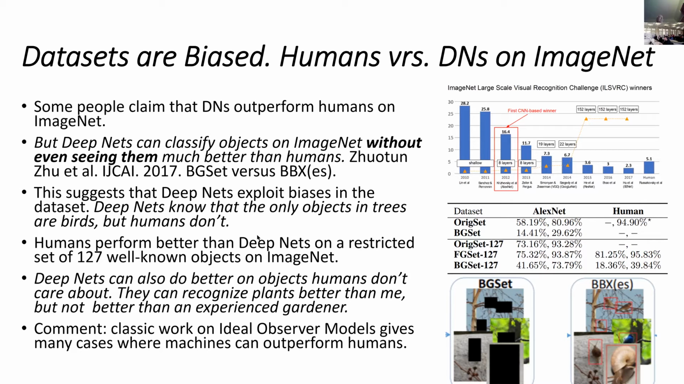And if you try and test humans also on examples from ImageNet, a restricted set of well-known objects, then really human performance is a lot better, as good as deep networks. So deep nets can sometimes do better than humans on objects that humans don't care about. They can recognize plants better than me, but they can't recognize plants better than the gardener. So ImageNet, despite being big, is biased, and the biases can be exploited by deep networks, as this example of classifying the objects without seeing them demonstrates.